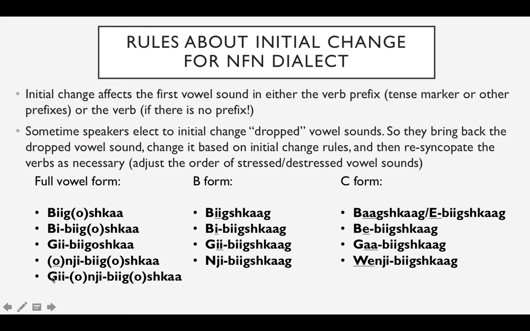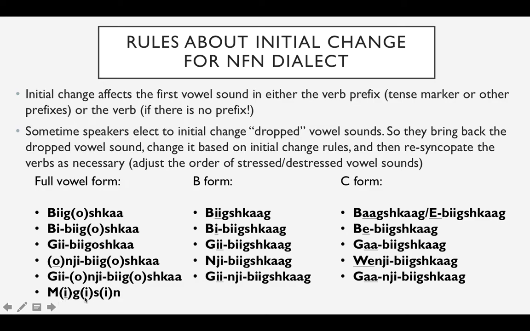And the last one here, we got ginjebigoshka. So again, we are changing the first vowel sound that occurs in the verb or the prefixes if present. So which one is that one? Yes, the double I here on the gi. So we have ginjebigshkog is the B form, and then the C form version would be gonjebigshkog. There you go. And I believe we're coming to the last one here. Oh, I think this is second last one.